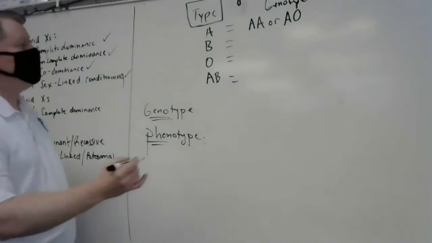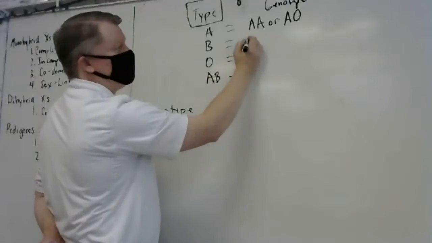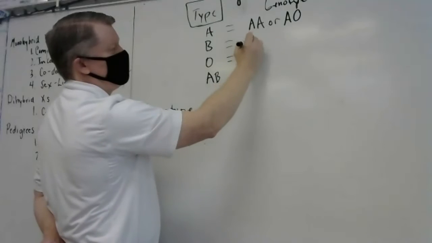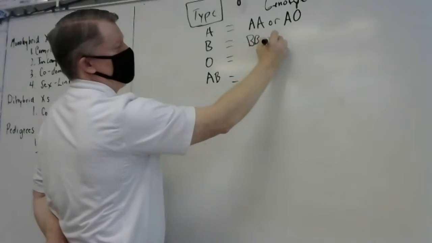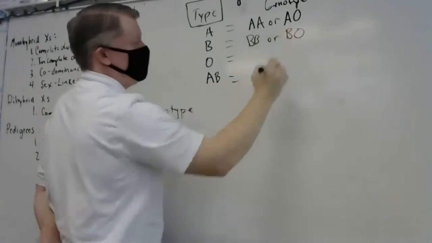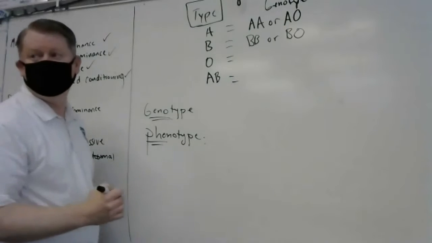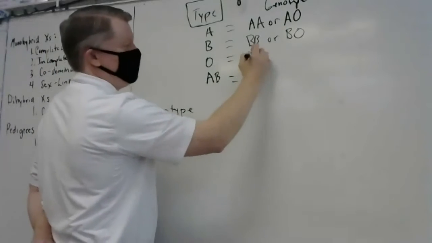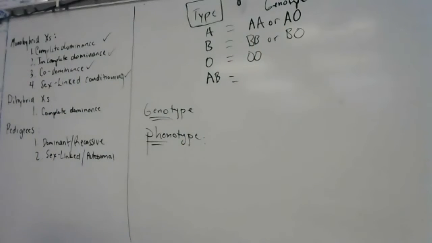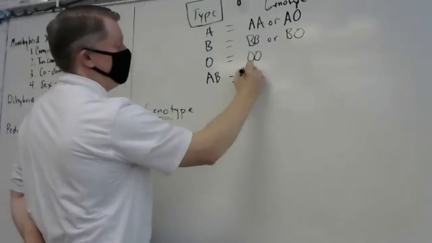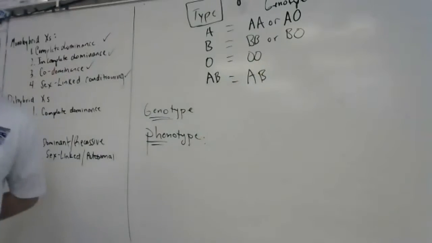Okay. What about B? All right. Or? Yes. O? Yeah, that's the only possibility. AB? Yeah, again, only possibility.